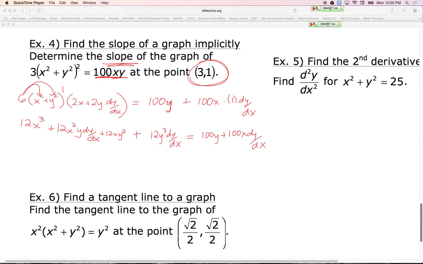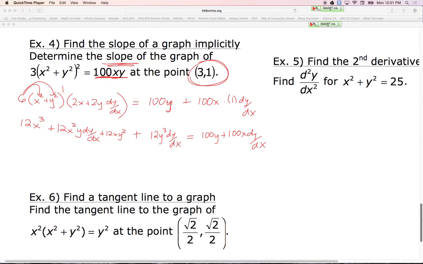Well, move the dy dx stuff to where? One side. Does it matter which side? I don't care. Pick a side, any side. Okay? Alright, I'm going to, just because I feel like it, move the dy dx over to the right. You okay with that? And I'll move the 100y over.